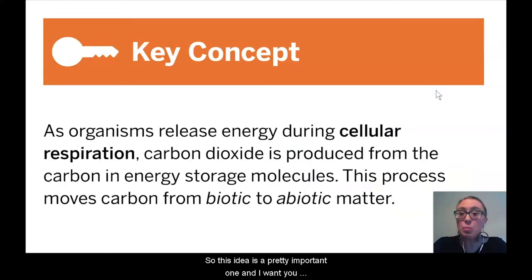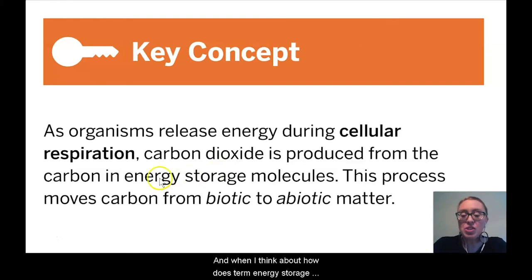So this idea is a pretty important one. And I want you to go ahead and pause the video and record this key concept on your paper. So as organisms release energy during cellular respiration, carbon dioxide is produced from the carbon in energy storage molecules.